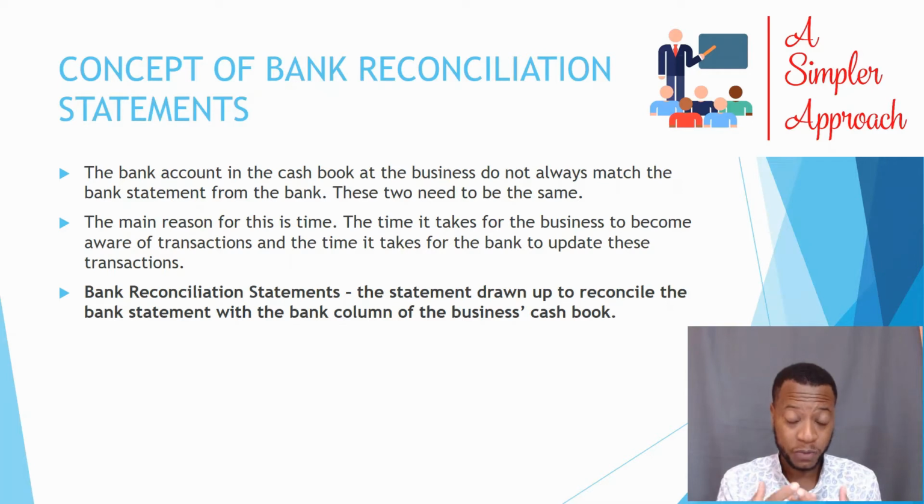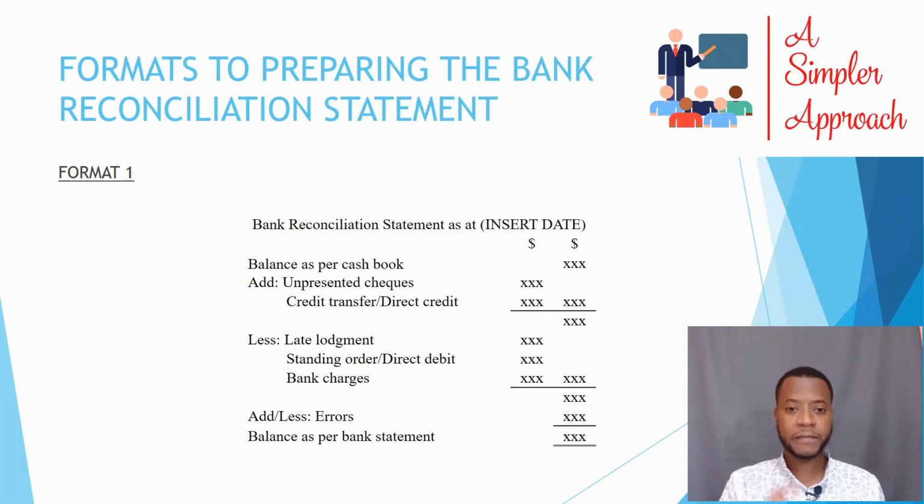Cool. Now, there are two formats for doing the bank reconciliation statement. This is format 1. I call this format the everything format. And I call it that because, as you can see there, everything is placed in it. Some of you might be used to the updated cash book approach. This is not it. Everything is placed right there.